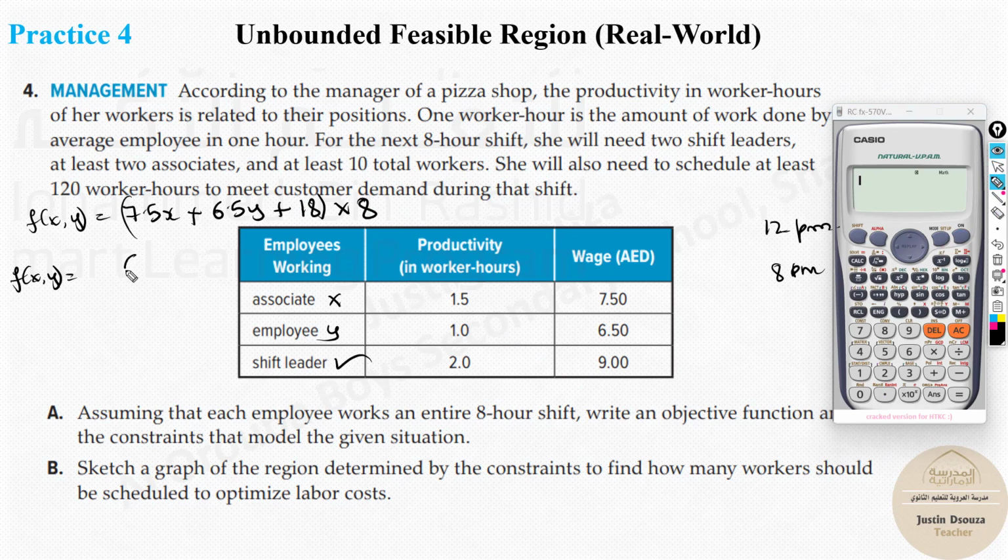So we can easily do it now. 60x plus 52y plus 144 when you multiply this throughout. Again, I'll just repeat, this is for 1 hour. The wage is per hour. But when you multiply this throughout, you will see this is the wage. So for one shift, an associate gets 60 dirhams, whereas an employee would get 52 dirhams. And one shift leader would get 72 when multiplied by 8, but since there are 2 shift leaders, we get 144 in total. This is the objective function.